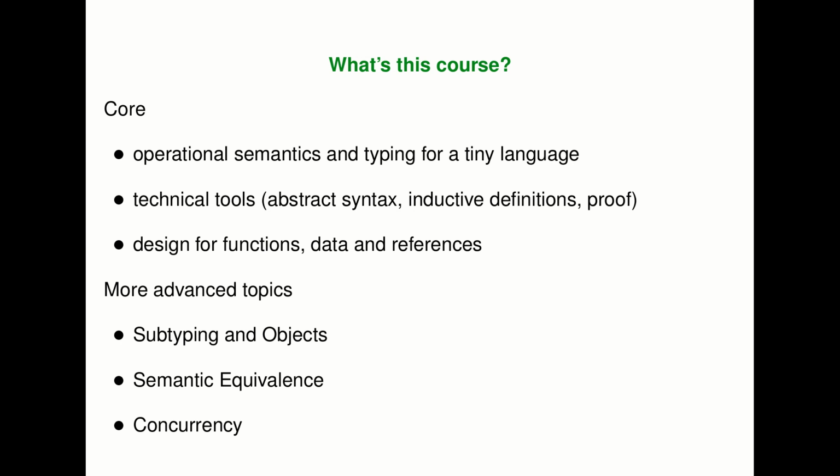And then after seeing how this works in the context of a very tiny language, we'll steadily add features to the language so that we can support features like first-class functions and data types and references and pointers and things like this. And then once we understand how this recipe for type safety proof goes, we'll look at more exotic language features like subtyping in objects, and how we prove that two programs might actually be semantically equivalent.